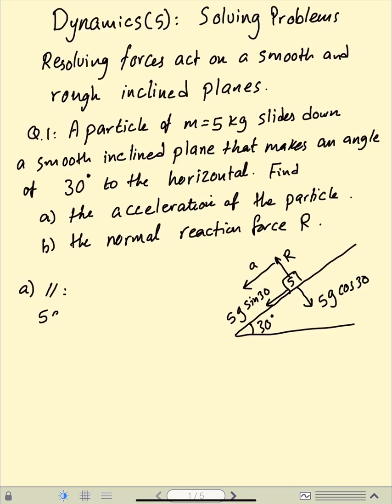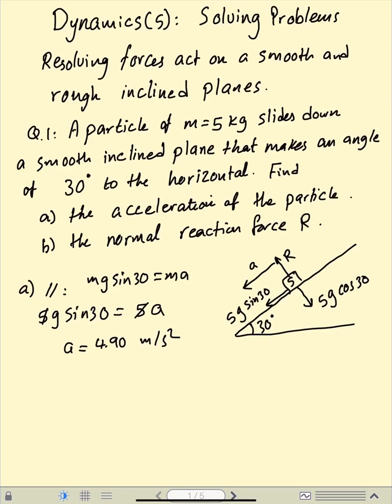5g sine 30 is equal to ma. mg sine the angle is equal to ma, yes? By numbers, 5g sine 30 equals ma. Solving for a now. In the calculator, a is equal to 4.9 meters per second squared.